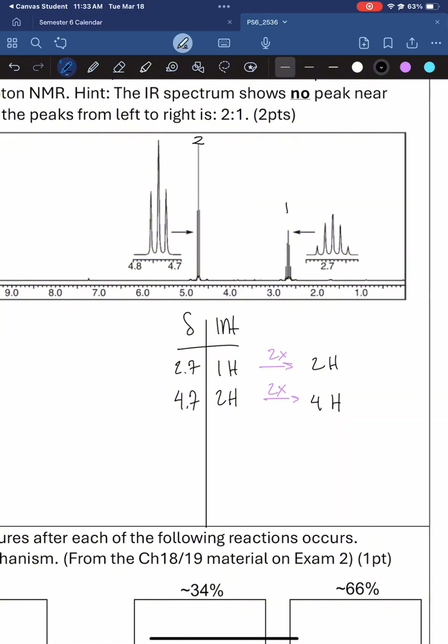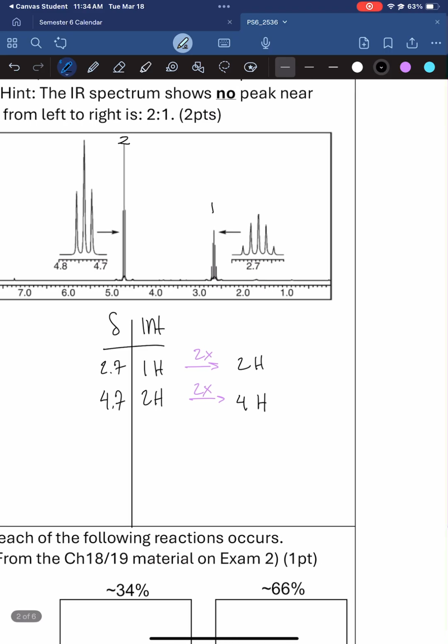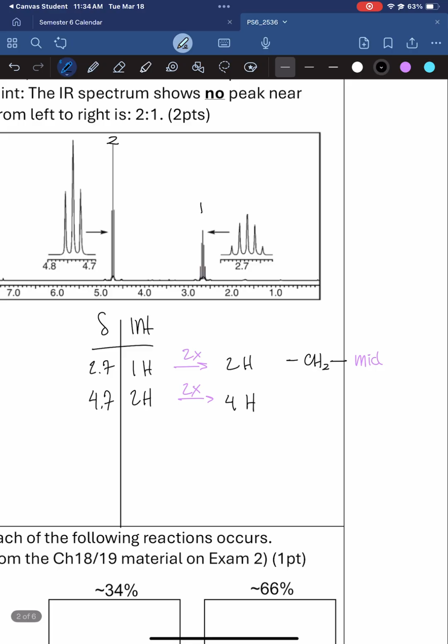So now let's propose reasonable structures for these groups. For the 2 hydrogens here, the most reasonable one, we've seen this a bunch of times, is going to be a CH2. I'm going to go ahead and immediately label that as a mid piece. And for the 4H, there can be many different things, but remember, think of the most obvious things that jump out to you. It's just going to be 2 CH2 groups, and this is going to be a mid piece, or mid pieces.